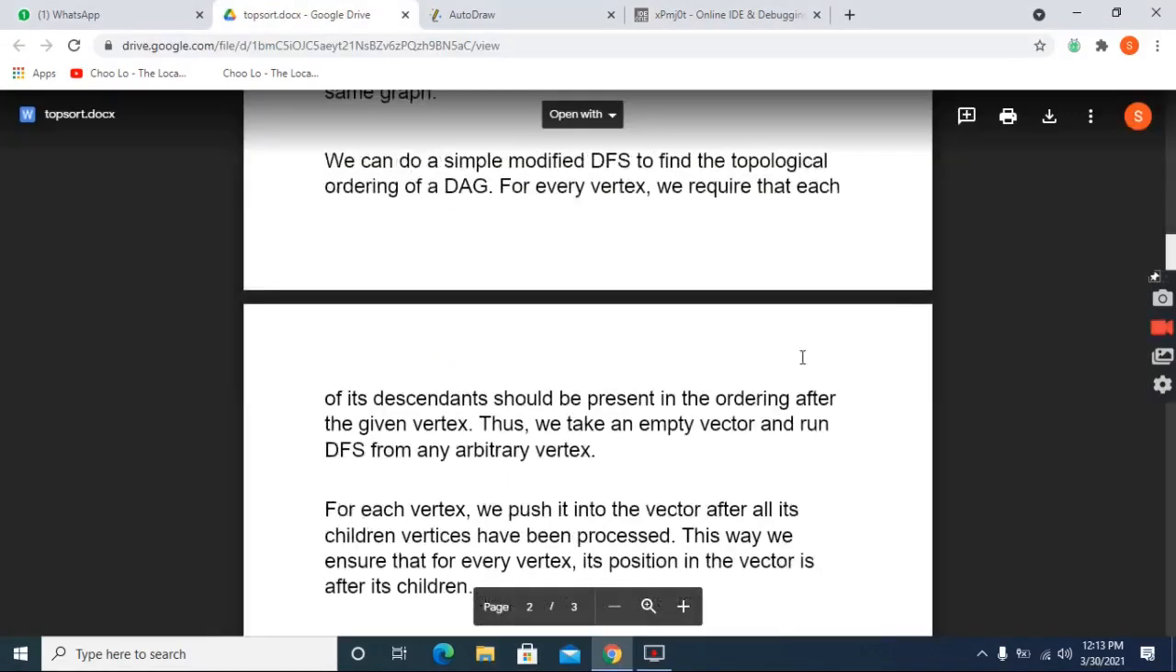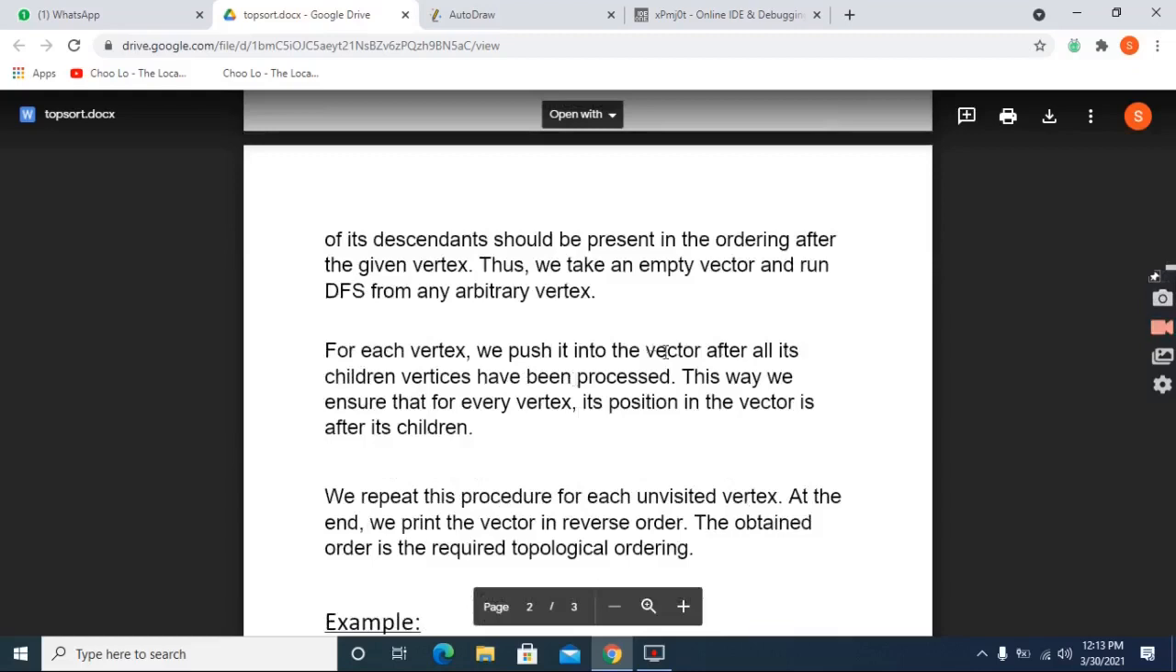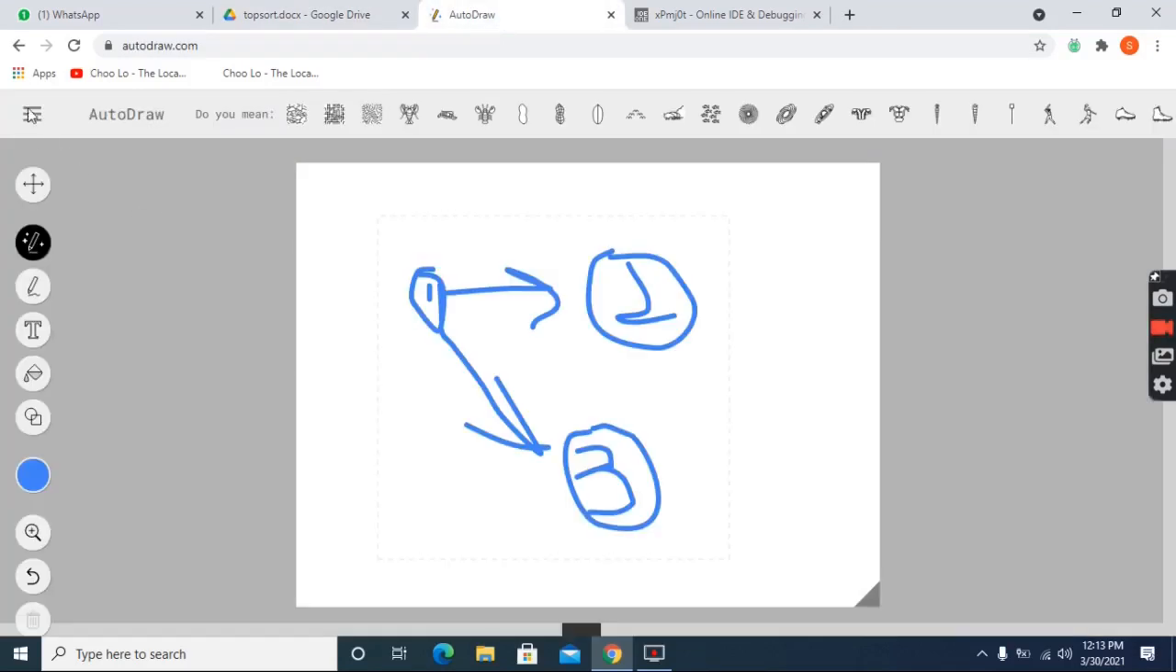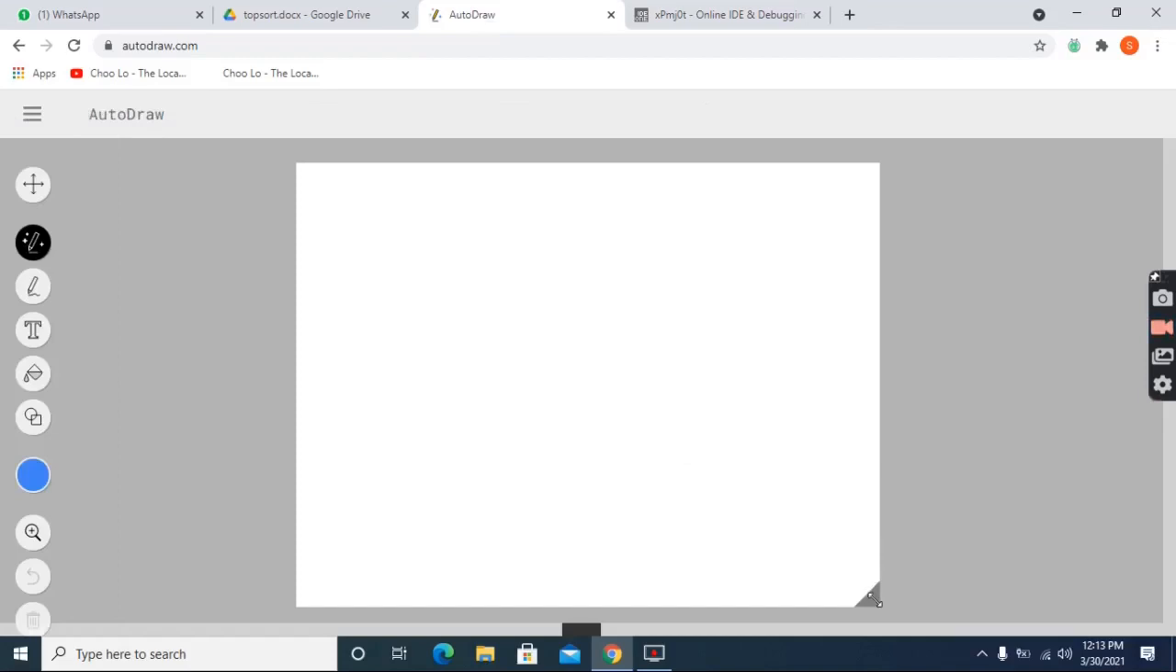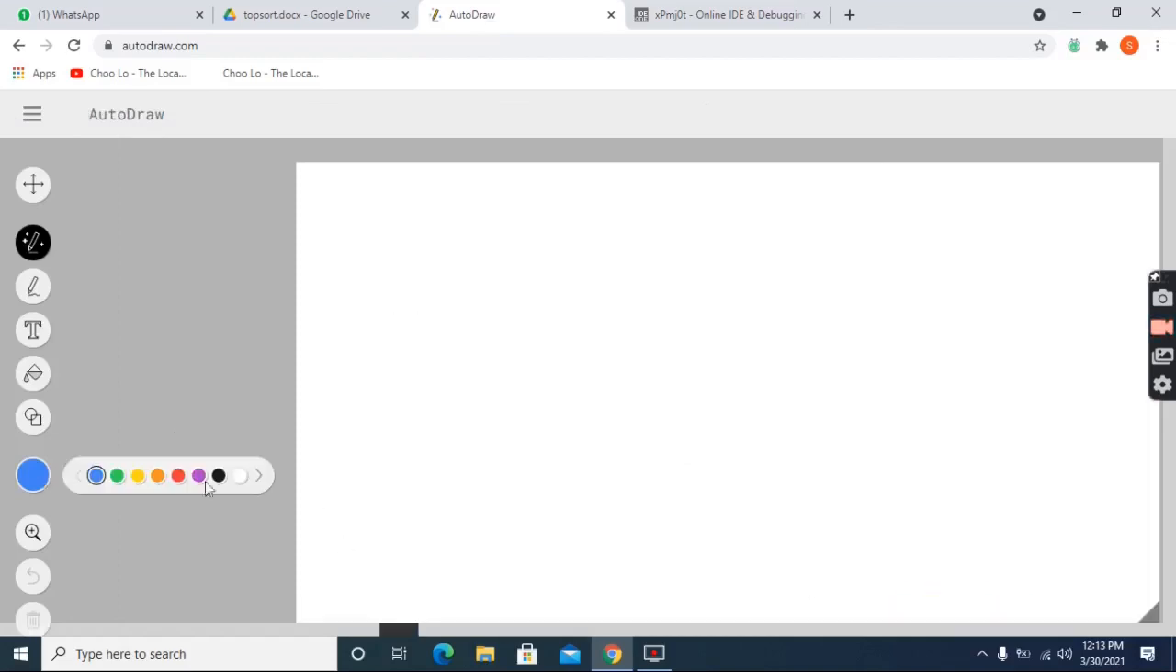So what we do is we take an empty vector and we run DFS starting from any arbitrary vertex. For each vertex we push it into the vector only after all of its children vertices have been processed. This way we ensure that for every vertex its position in the vector is after its children. We repeat this procedure for each unvisited vertex, and at the end we print the vector in reverse order. The obtained order is the required topological ordering. So let us run this algorithm with the same graph that I took before. Let me just quickly draw it again.